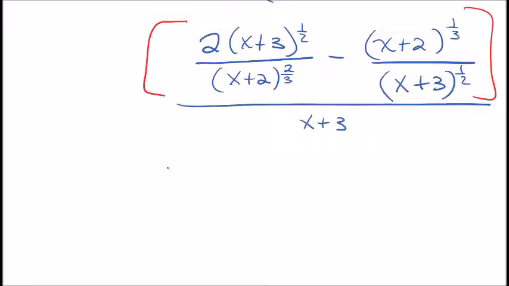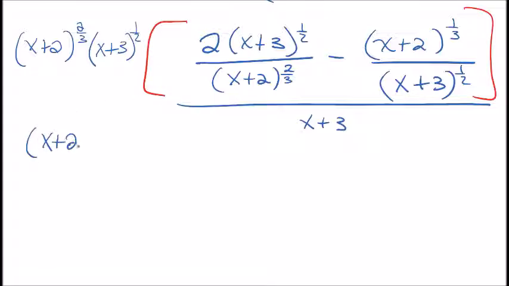Once you have this expression here, what you're going to want to do is multiply the top and the bottom by the common denominator. So in this case, the common denominator is x plus 2 to the 2/3 times x plus 3 to the 1/2. So we're going to do it to the top and the bottom here. The reason why you can multiply something to the top and the bottom is because really you're multiplying by this over itself, and anything over itself is just 1. So you're not changing the problem by doing this.